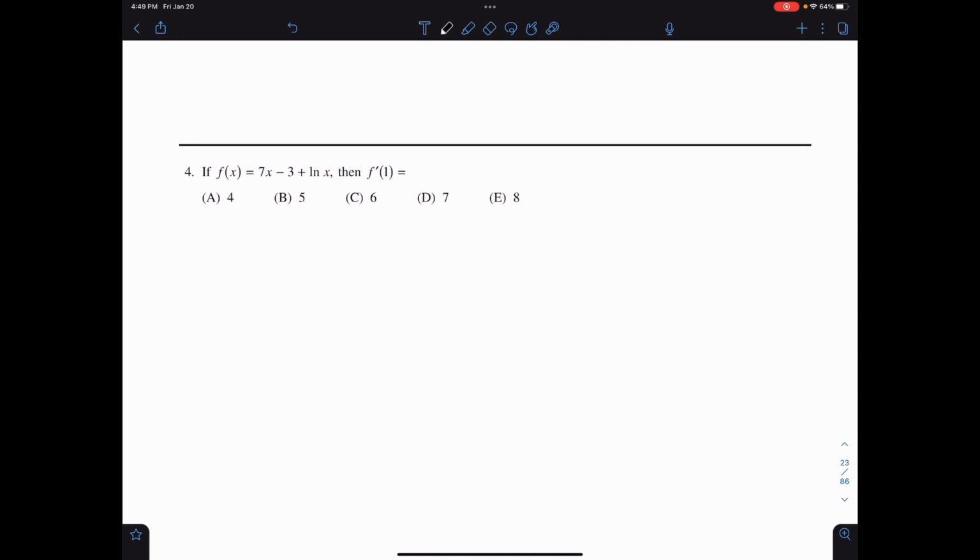Number 4. If f of x equals 7x minus 3 plus ln of x, then f prime of 1 is equal to what? Here we take the derivative of f of x. So f prime of x is equal to 7 plus 0 for the derivative of negative 3, plus 1 over x for the derivative of ln of x. Then we plug in 1, so f prime of 1 is equal to 7 plus 1 over 1, which is 8. So our answer is E, 8.